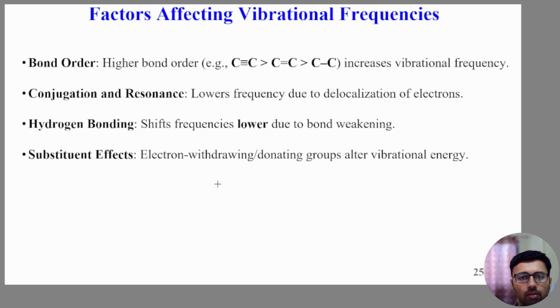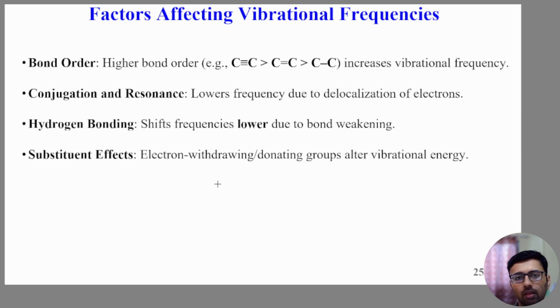Instead of 1715 centimeter inverse, the absorption may shift down to 1680 centimeter inverse or even lower. You can think of resonance as spreading out the electron density. The bond is no longer a perfectly localized double bond. Its effective bond order decreases slightly. This weakens the restoring force during vibration, and weaker restoring force means lower vibrational frequency.